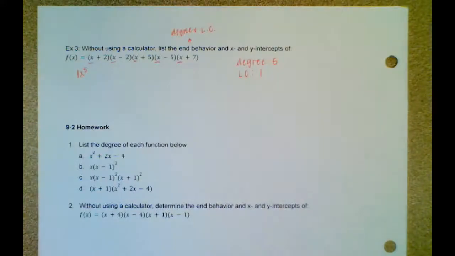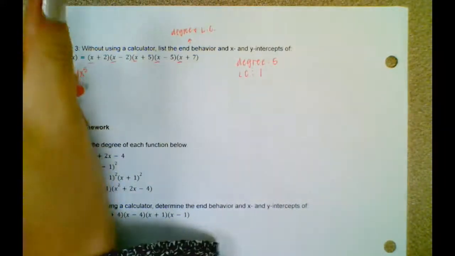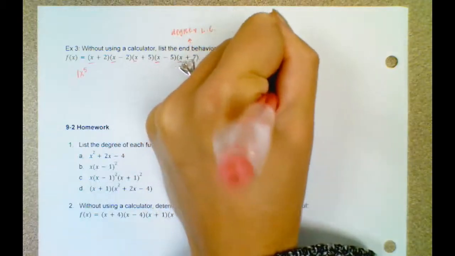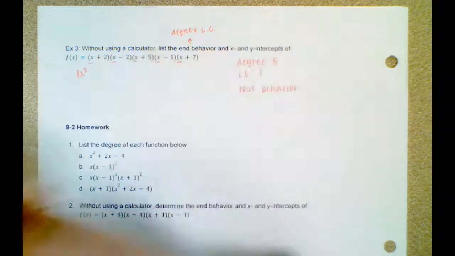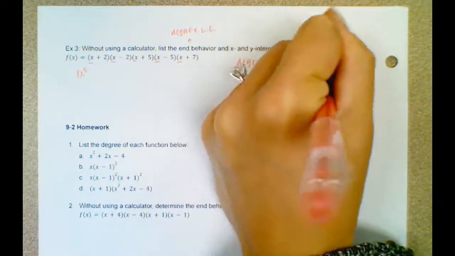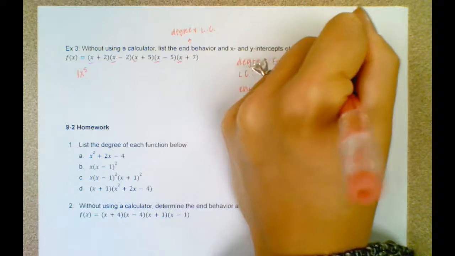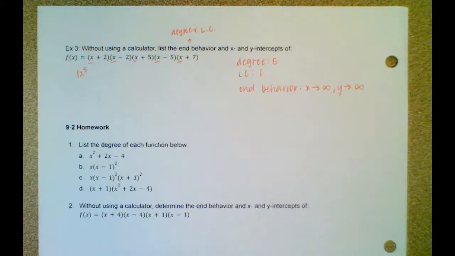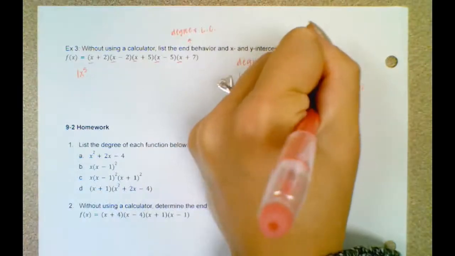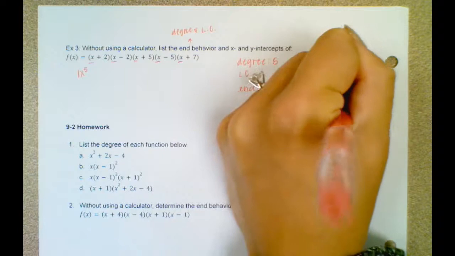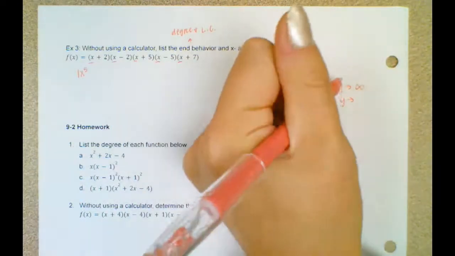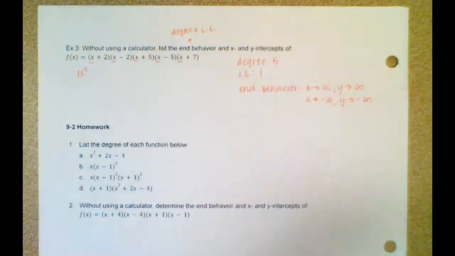All right, which means my end behavior is going to be as x approaches positive infinity, y is going to approach, the leading coefficient is positive, so the right side of my graph is going to point up. And then as x approaches negative infinity, y is going to approach, my degree is odd, so it's going to point in the opposite direction of the right side of the graph. Okay, so it will be negative infinity there.